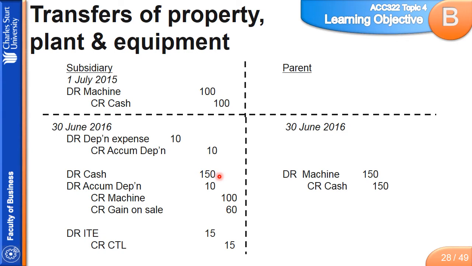So rule of thumb: whenever you're preparing consolidated accounts, you should never ever be touching the cash account. Okay, cash doesn't change value, so it never should be touched. So rule of thumb: never ever debit or credit cash when you're preparing the consolidated accounts.